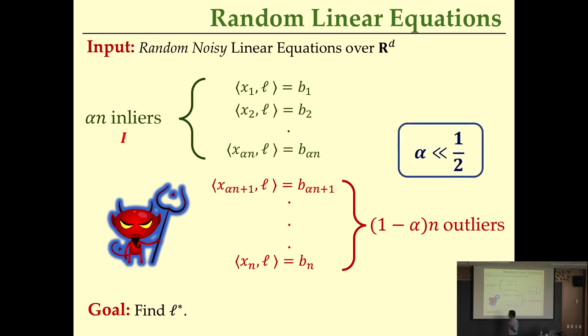And just for the sake of this talk, I'm going to worry about the somewhat curious looking setting where alpha is actually less than half, meaning only a minority of the samples are inliers. A majority of the samples are outliers, okay? So you can think of a number like alpha equals 0.25 for the rest of the talk, just to ground your intuition.